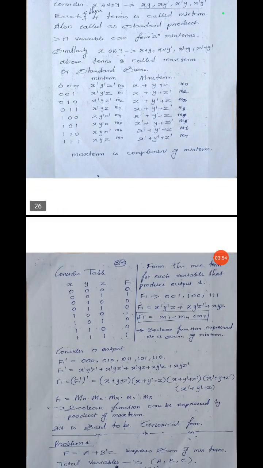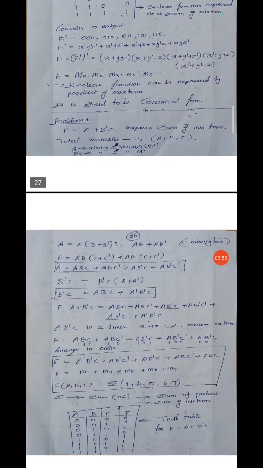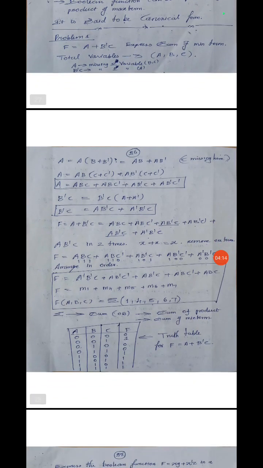The next one is the canonical and standard form. In that, so many forms are there. Actually, sum of product and product of sum, the min term and the max term. So by using this, you have to reduce the equation. Consider one equation, f equal to a plus b dash c. Express the equation in sum of min terms. So from the equation, you have to find the min terms, the numbers. Min terms means numbers. So 1, 4, 5, 6, 7. These are the min terms.